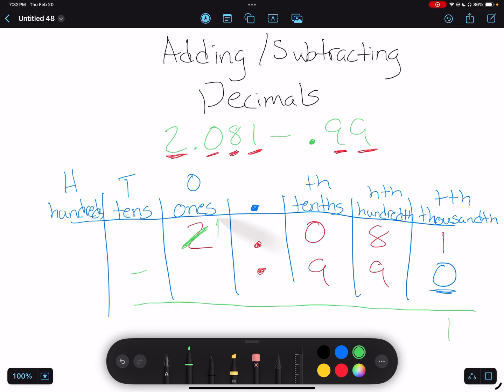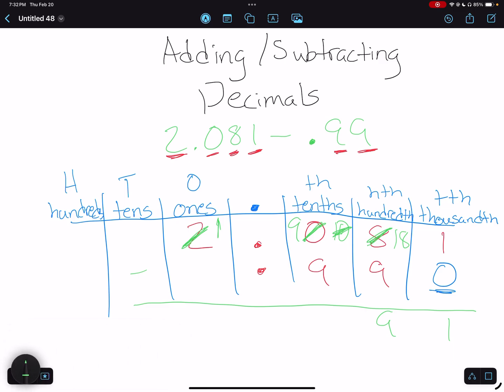This 2 now becomes a 1. This 0 in the tenths now becomes 10. All right. Now, if I have 10 Skittles, can I give away 9? Well, I can't do that yet because I have to go give that 1 to the hundredths place. So now this becomes an 18. If I have 18 Skittles, can I give away 9? Yes, I can. I have 9 Skittles left.